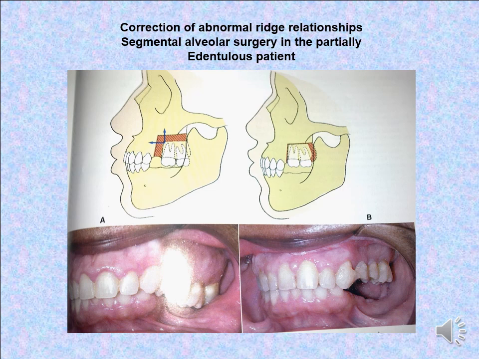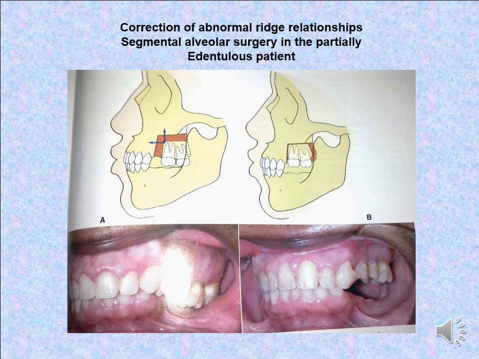The final topic within preprosthetic surgery is the correction of abnormal relationships by segmental alveolar surgery in partially edentulous patients. If a patient is partially edentulous, with loss of teeth and not enough space to place an implant or any prosthesis, we do segmental alveolar surgery.